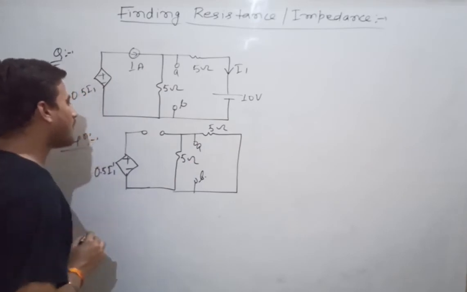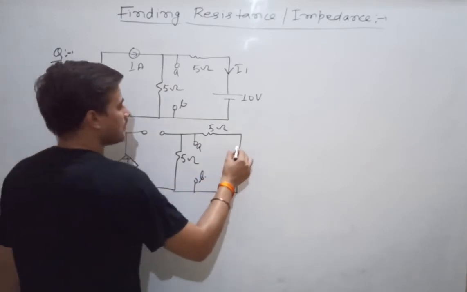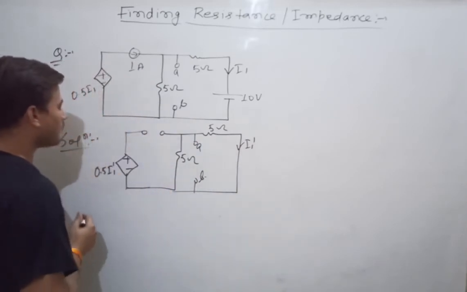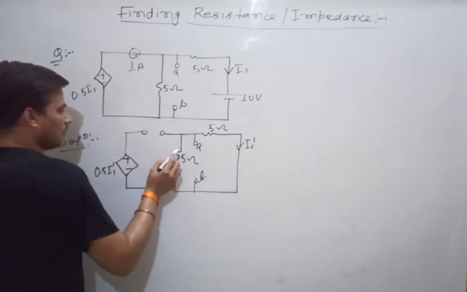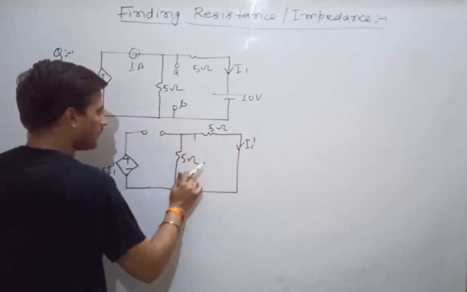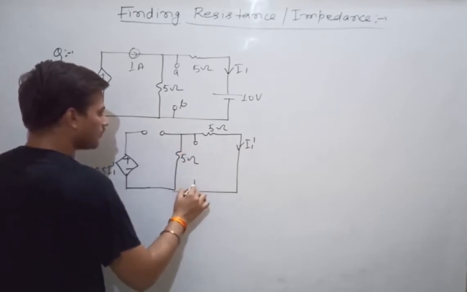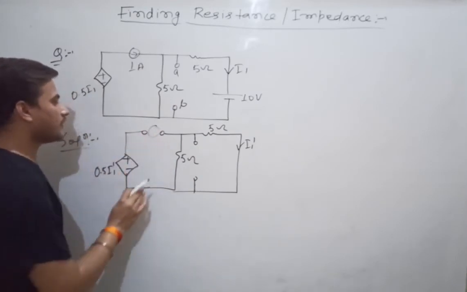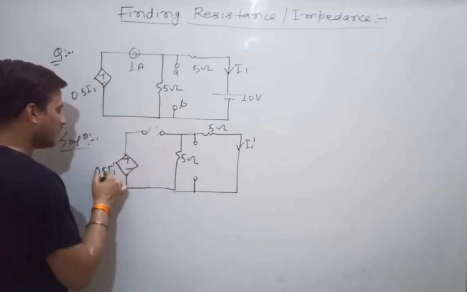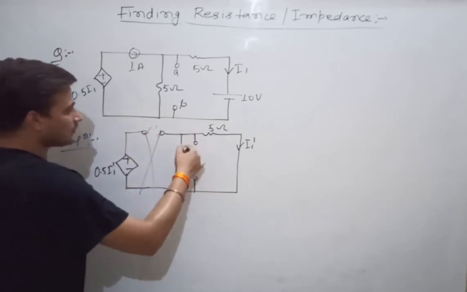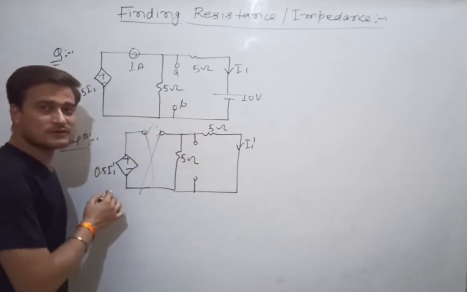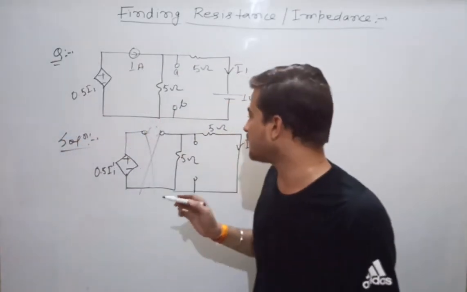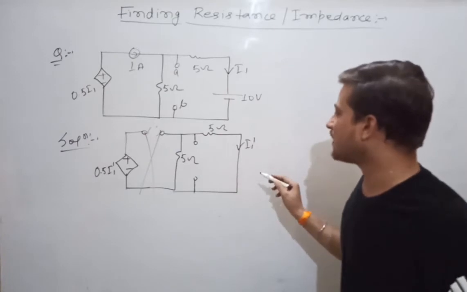So now what happens? Here is the current I1 dash. Now what will you do? Here you no need to place a battery, because you see that this current source is deactivated. That means now this dependent source has no connection with this circuit. So if this dependent source has no connection with this circuit, then the equivalent resistance will be what?